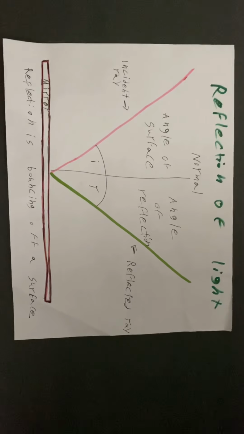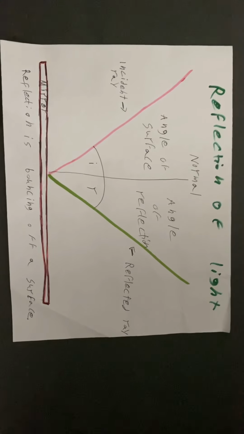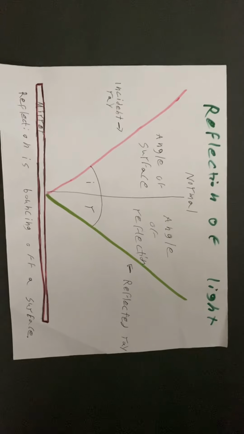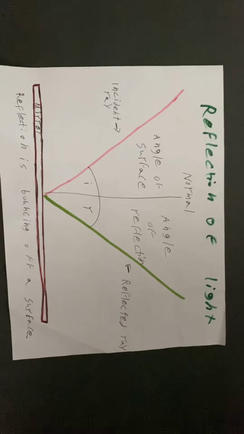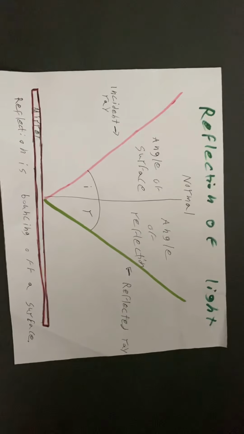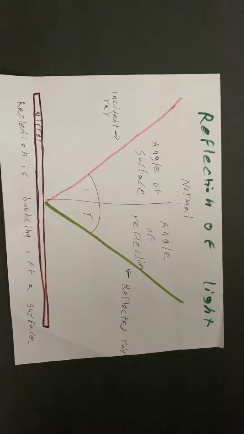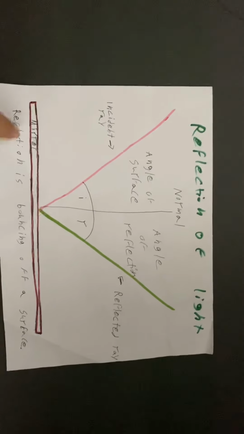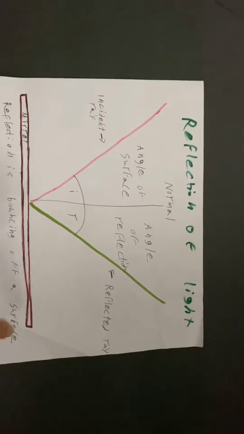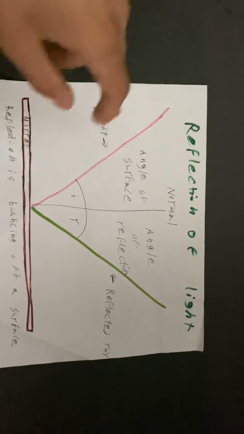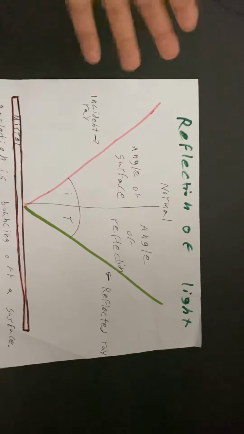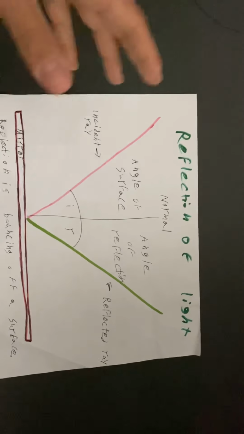Hello. So today we're going to be talking about reflection, and this is going to be the example of reflection. I'm going to explain what reflection is. Reflection is bouncing off of a surface, and this is going to be an example of what reflection really is. This is a reflection of light, and I'm going to be explaining what it is.